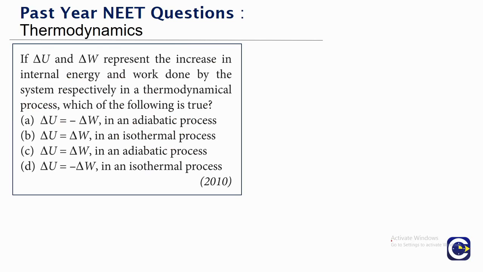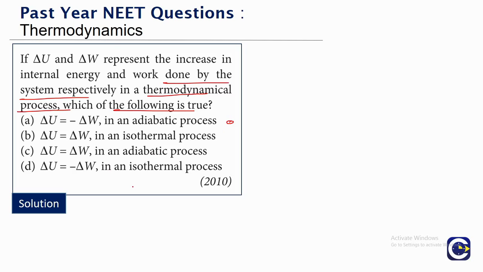If delta U and delta W represent the increase in the internal energy and work done by the system respectively in a thermodynamical process, which of them is true? See, they are giving 4 options. In each option they are talking about some situation. So for this question we have to go through the options, then only can we conclude which of them is actually true. Look at option A first.